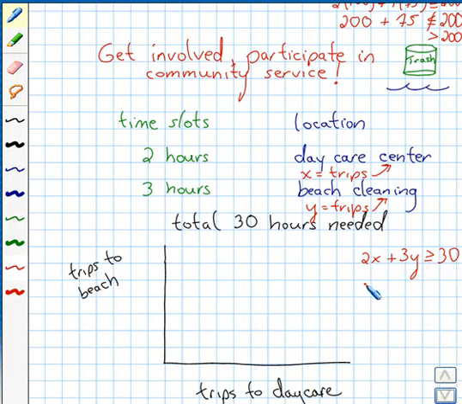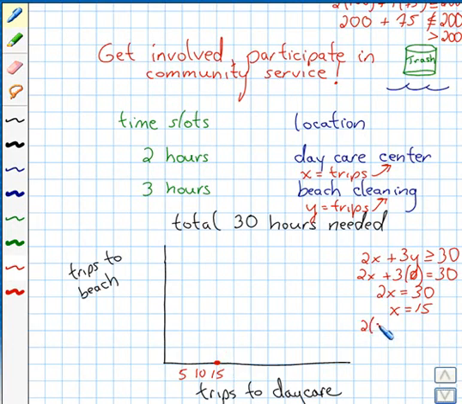Again, we can consider the extremes. Let's suppose that we just go to the daycare center and no trips to the beach. And again, we're looking at fulfilling the 30 hours. So that would give us 15 trips to the daycare center. Okay, so we'll go ahead and put that point there as the x-intercept.